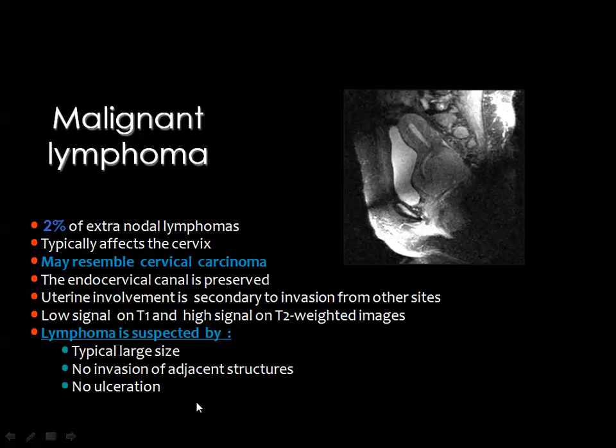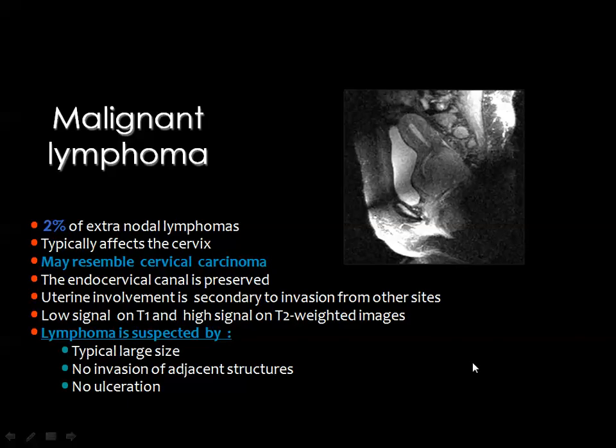Lymphoma has a large size. It does not invade the surrounding structures. It does not show evidence of ulceration. Also, if you can find bulky lymph nodes in the vicinity of the tumor and the nodes are homogeneous with no evidence of necrosis, then you may predict the possibility of lymphoma.